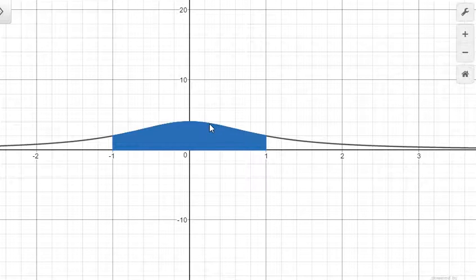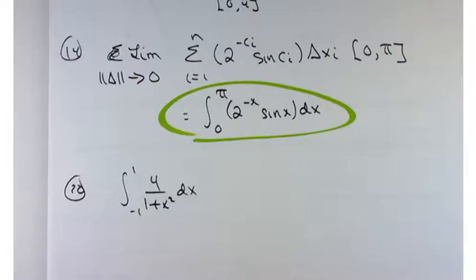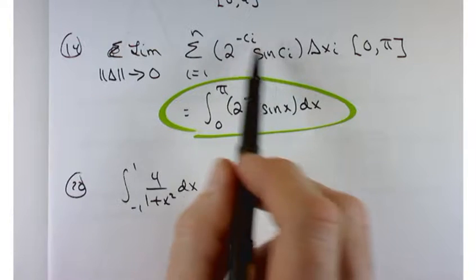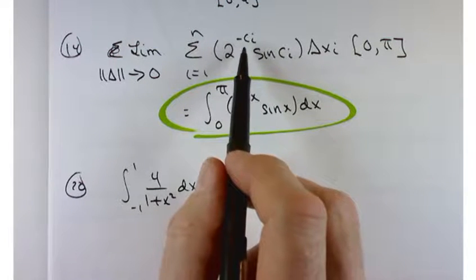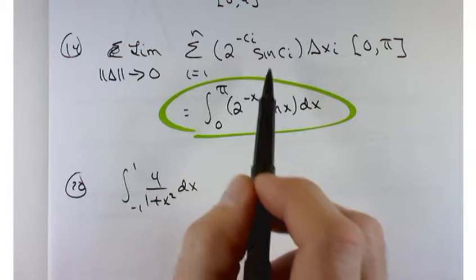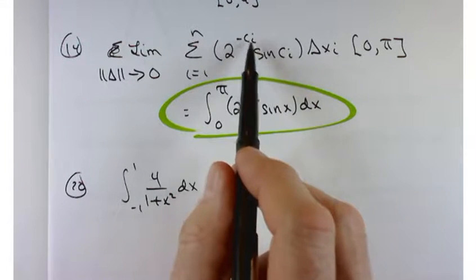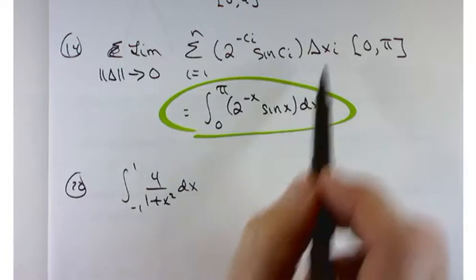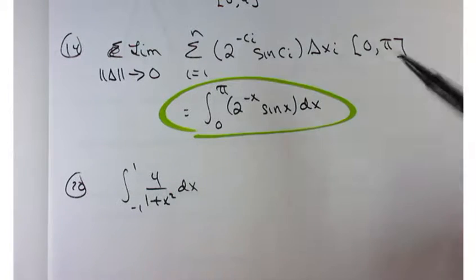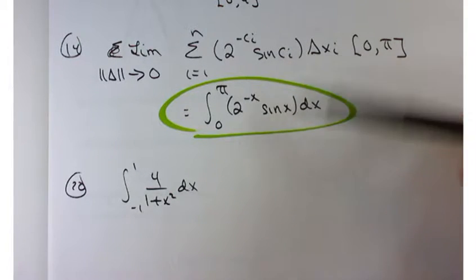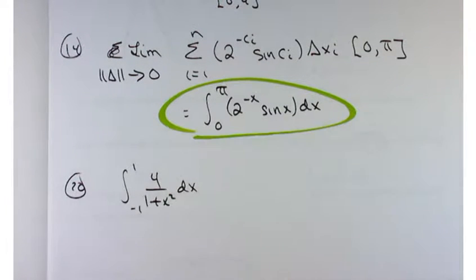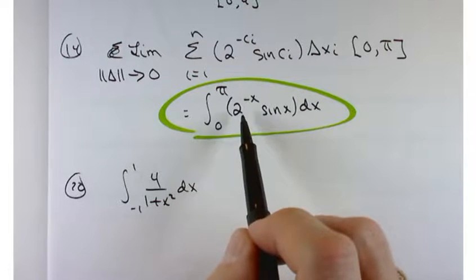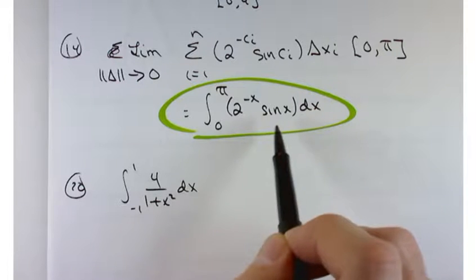All right, so going back to the last one, basically I'm replacing this function, which depends on c sub i. C sub i is the point in each of our subintervals where you're evaluating the height of the rectangle. I'm replacing that c sub i with x. So here's a c sub i. Now we have an x. Here's c sub i. Now we've got an x. Instead of delta x sub i, we've got dx. So it's just kind of a direct correspondence and replacement. What this represents is the area underneath this curve between 0 and pi and above the x-axis.